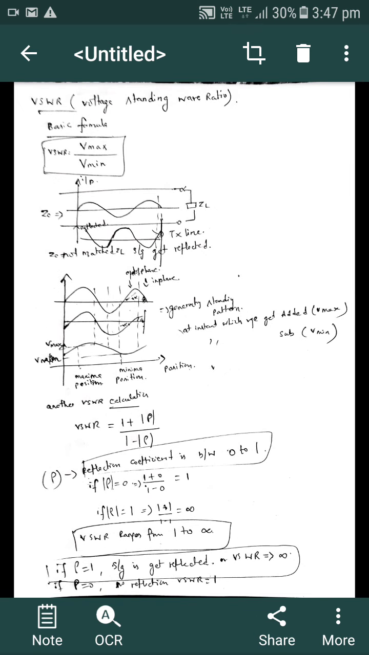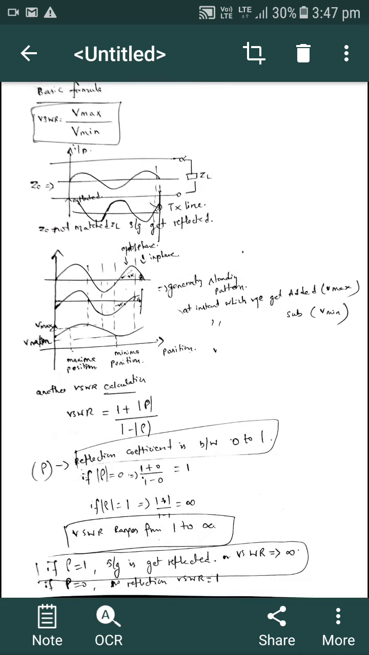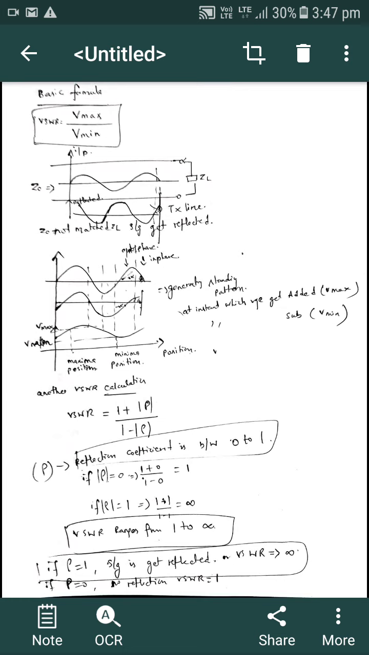So the two basic formulas of VSWR are Vmax by Vmin, depending upon the maximum and minimum voltage, and the other one based on the reflection coefficient. The reflection coefficient lies between 0 and 1, and depending on that, the VSWR lies between 1 and infinity. If the rho value is 1, there is definitely signal reflection and the VSWR value is infinity.